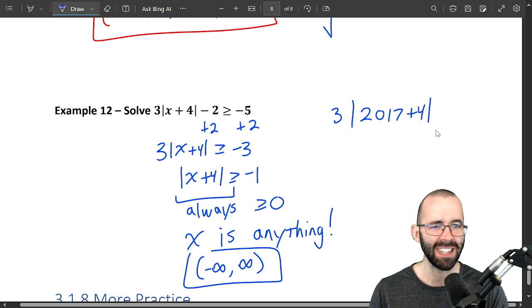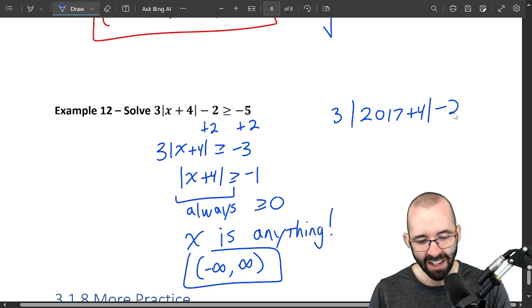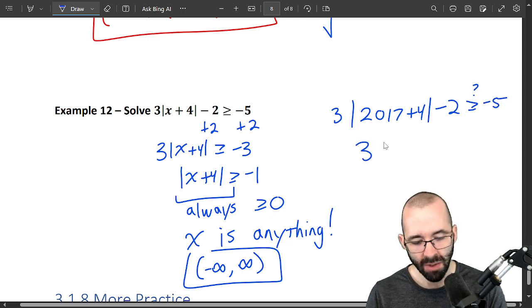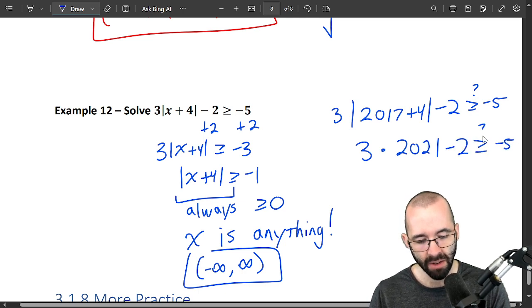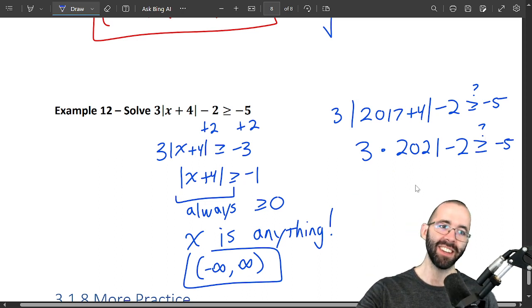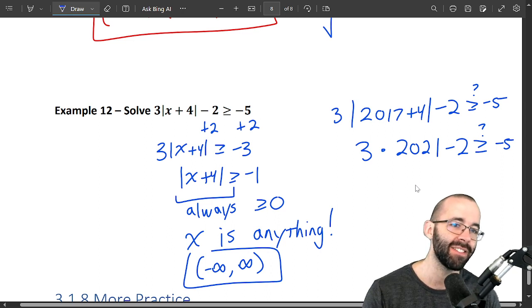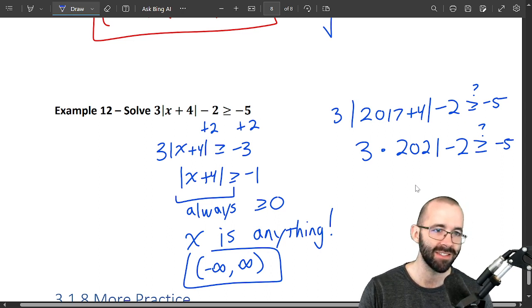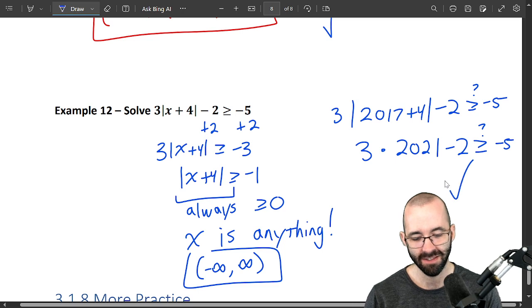Why didn't I choose an easier number? Is that greater than or equal to -5? Well, that's 3 times 2021. Is that greater than or equal to -5? Okay, well, the left-hand side's some big number, okay? It's definitely bigger than or equal to -5. Any number you chose would check out.